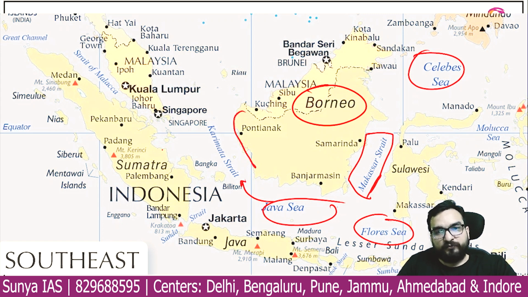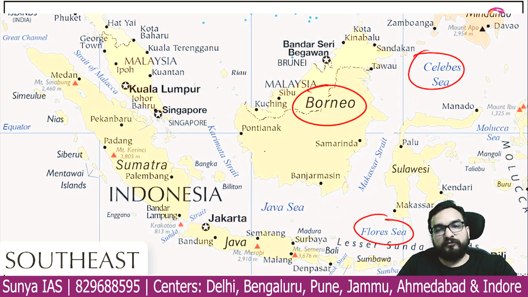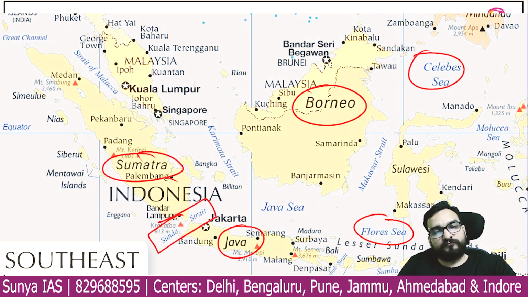But separating this Borneo and this Sumatra is the Karimata Strait. Karimata Strait. Write it down. Separating this Sumatra and Java is the Sunda Strait. A lot of straits are coming. You will remember everything, don't worry.